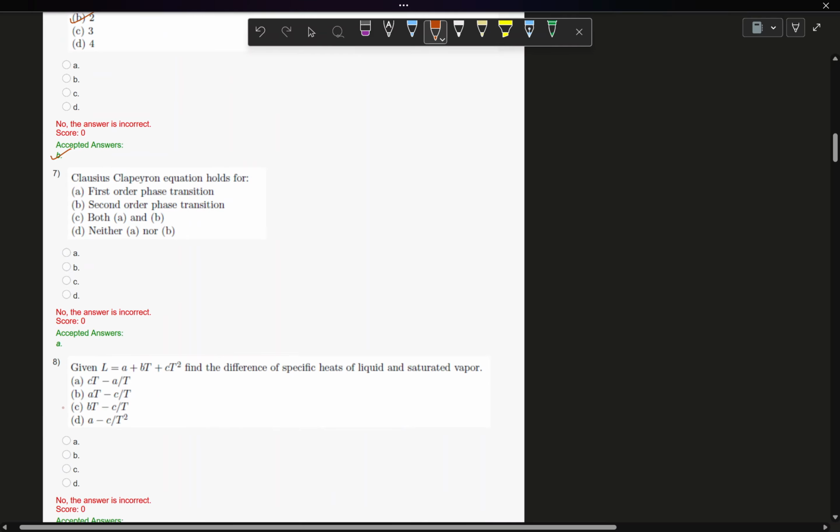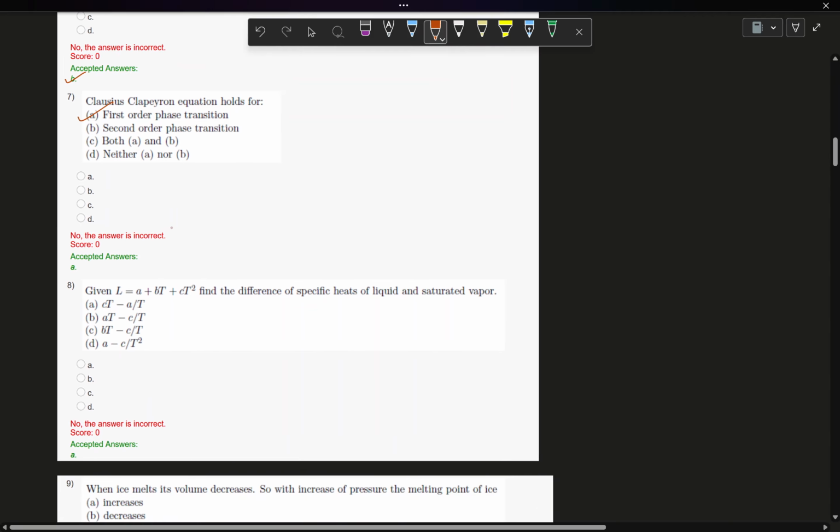Now question number 7 is about where the Clausius-Clapeyron equation holds. So this is also a simple conceptual question. Hopefully you have known from the lecture material itself that this only holds for first order phase transition. So that is defined for first order phase transition. So our answer will be that the Clausius-Clapeyron equation holds for first order phase transitions.